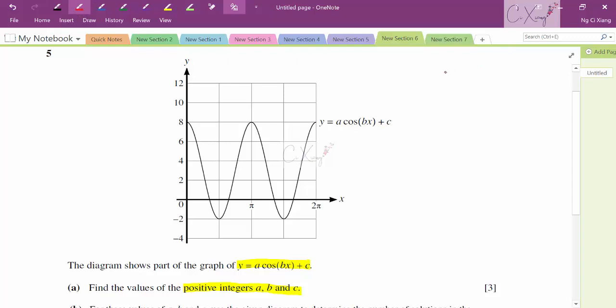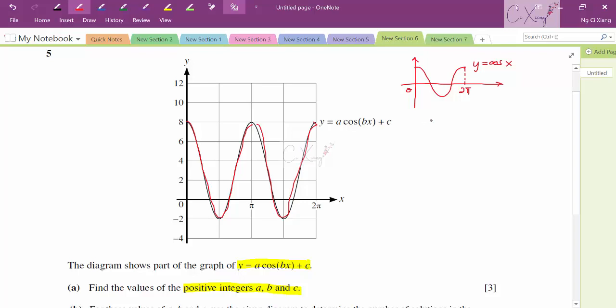Okay, so first of all, the original graph for cos x from 0 until 2 pi will look something like this. The original graph from 0 until 2 pi has one cycle of cos x. If I look at the diagram provided, we can see that there are two cycles of cos x from 0 until 2 pi, which means that this is the first cycle, and this is the second cycle.